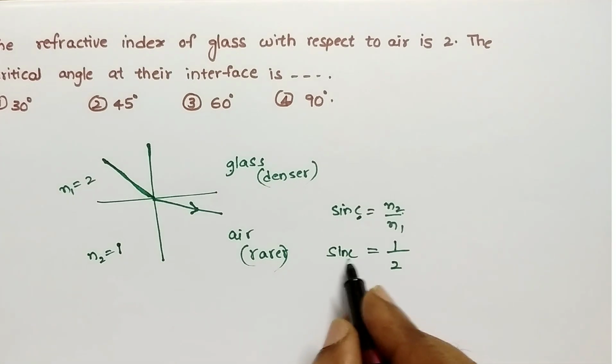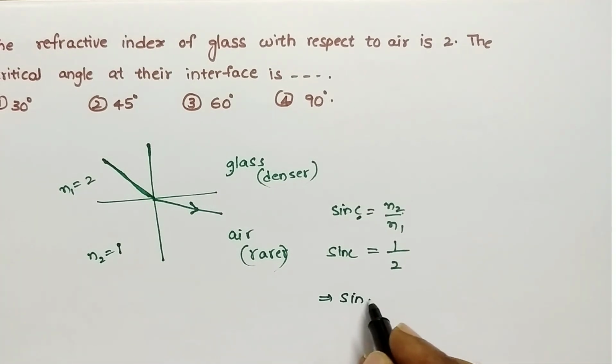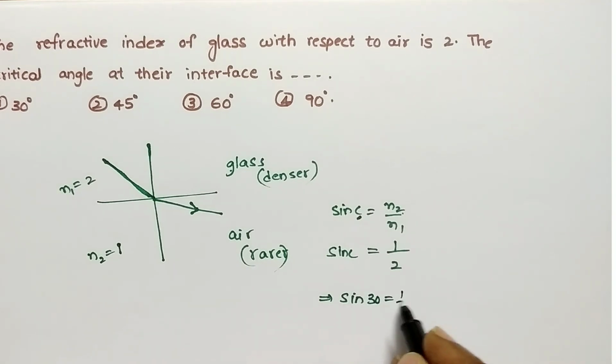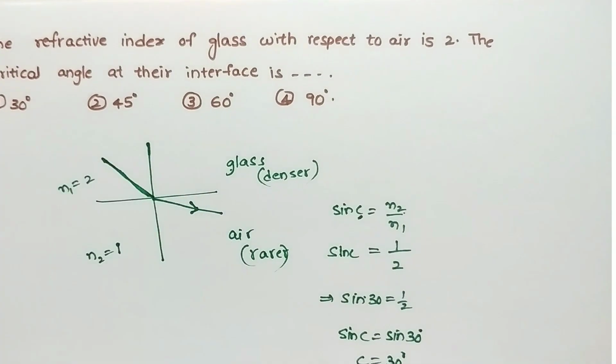We all know that sin 30 is equal to 1 by 2. So in this way we can write sin C is equal to sin 30 degrees. So C is equal to 30 degrees. This is the answer: C is equal to 30 degrees.